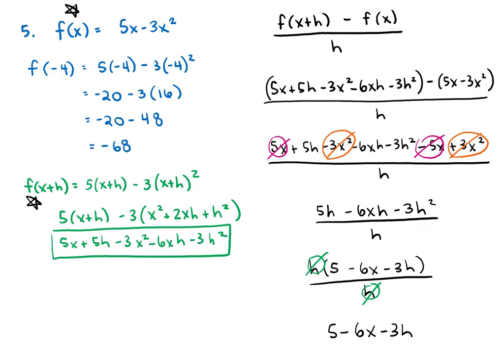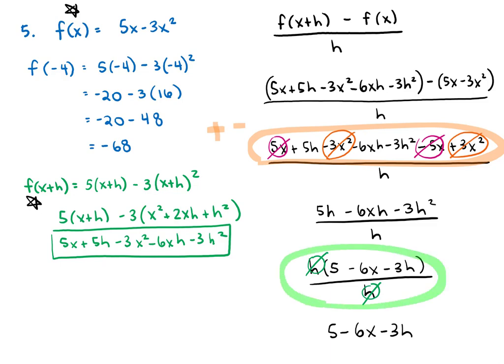I want to point out that on the second step, right around here, we canceled out through addition and subtraction. But on this step over here, we canceled out through division, and you have to factor. You have to factor that h out of all the terms in the numerator and make sure that when you do that division, you do it properly so that you can get the correct answer, 5 minus 6x minus 3h.